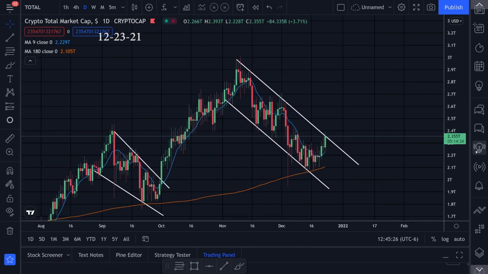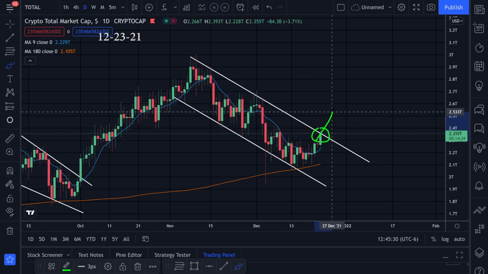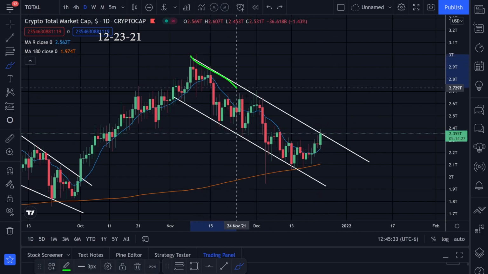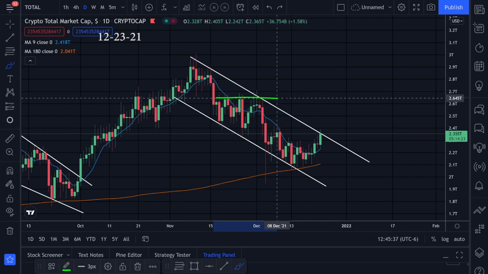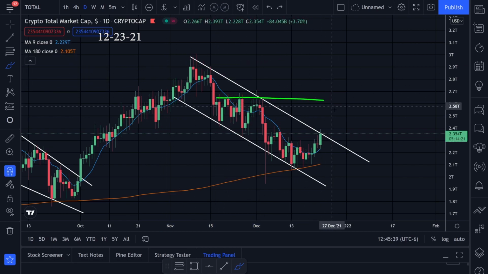Okay, so in general, I think if we could break this level going to the upside, if we could break this trend line going to the upside, this is going to be a very good signal that we'll probably be coming in to test these previous resistance levels at least.